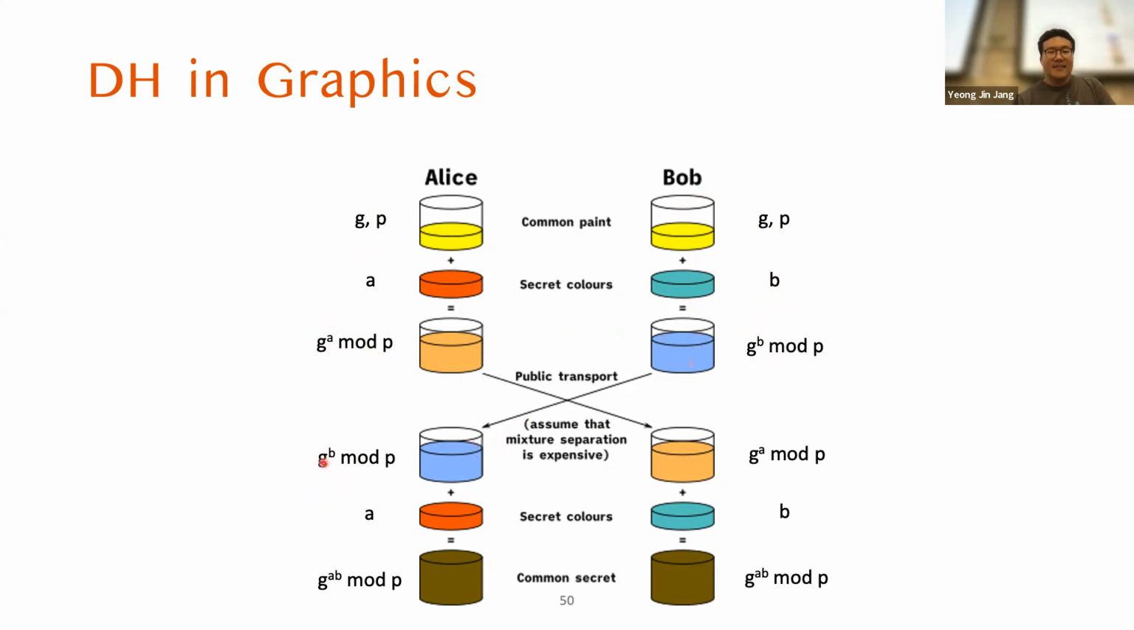Then from this number, if Alice applies an exponential operation with A, that will be G to the AB mod P. And from the other number, if Bob applies an exponential operation with his own secret, that number is also G to the AB. But the interesting thing is that even if you know G to the B mod P and G to the A mod P, these two numbers, and also G and P, you cannot get G to the AB. That's the secret of this algorithm.